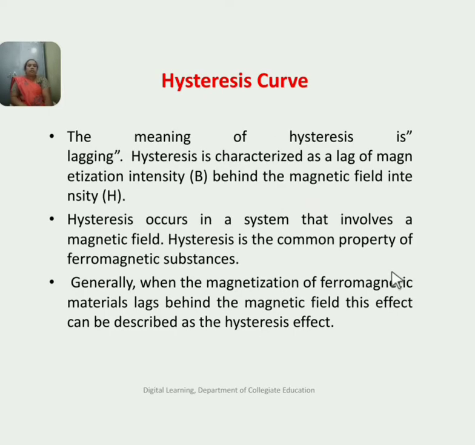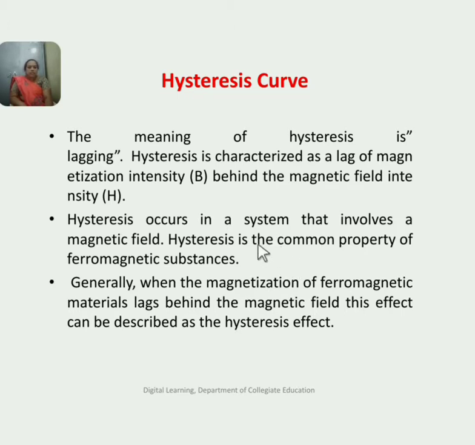There is a process where we are applying a magnetizing force with the help of current, and this applied magnetizing field is represented by H, and the magnetic field which is developed inside the ferromagnetic material is represented by B. Here we are making a graph of B versus H. This curve is known as the hysteresis curve or BH curve.